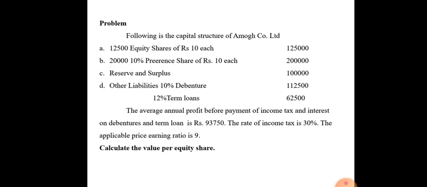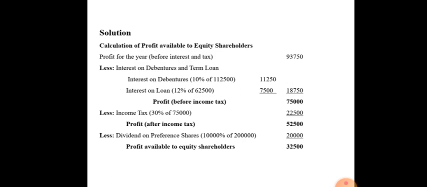First, the calculation of profit available to equity shareholders. Profit for the year before interest and tax is 93,750. From this you first have to deduct the interest on debentures as well as the term loan. Interest on debentures is 10% of 1,12,500, which is 11,250. Interest on the loan is 12% on 60,500, which is 7,500. The total is 18,750.